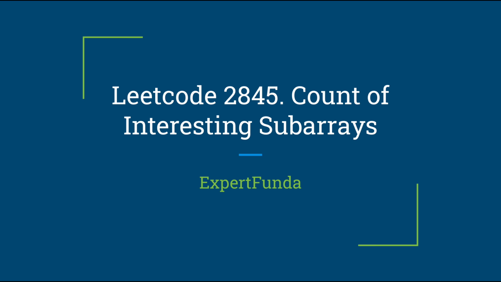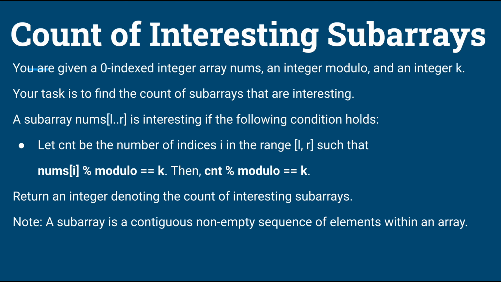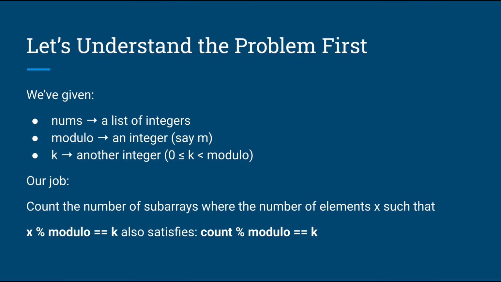Ready, let's go. I hope you have gone through the statement as we have here, so let's begin to understand the problem first. We are given an array of integers, and we want to count how many subarrays are interesting. But what does interesting mean? Let me explain here.